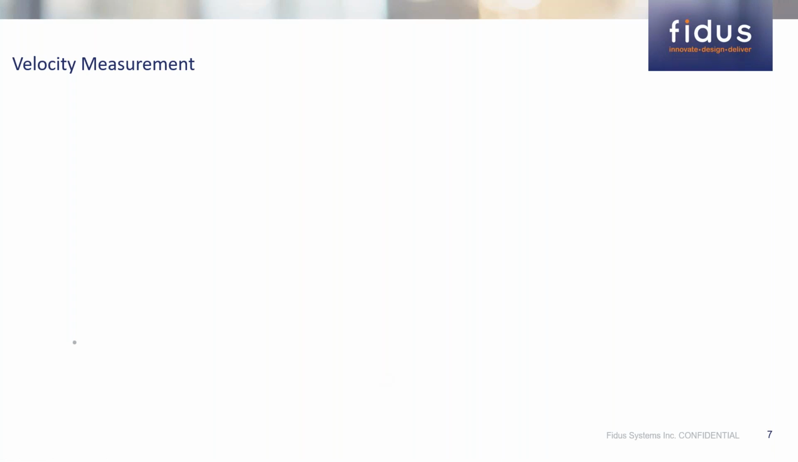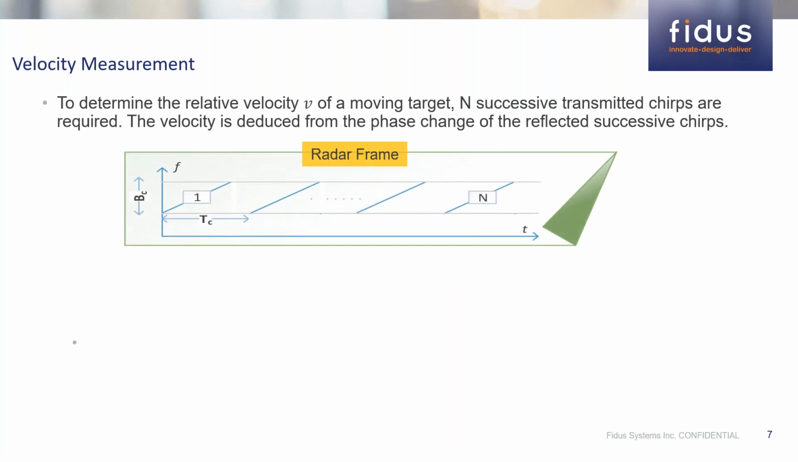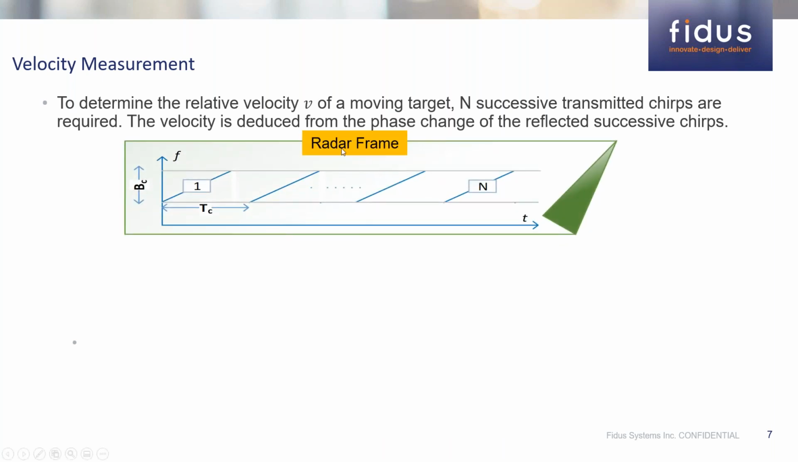Let's move on to the next measurement, which is the velocity. To determine the relative velocity of a moving target, we will need successive transmitted chirps. And the velocity will be deduced from the phase change of the reflected consecutive chirps that we are sending. Here we are showing a radar frame with n consecutive chirps. Each chirp, of course, is characterized by a sweep time and a bandwidth.